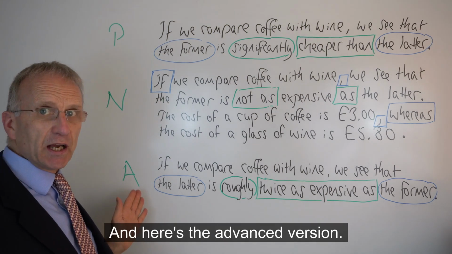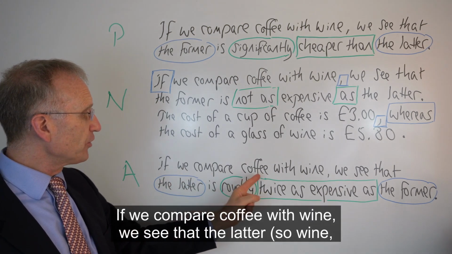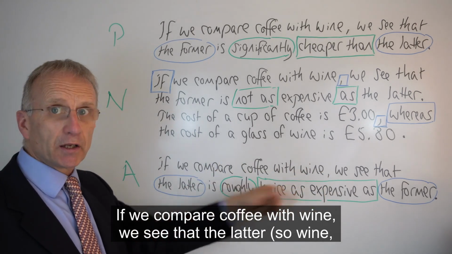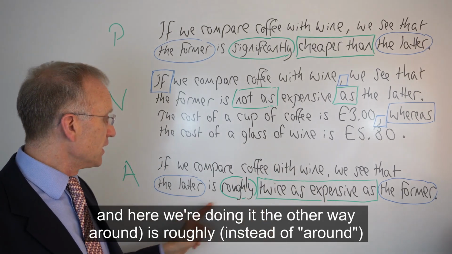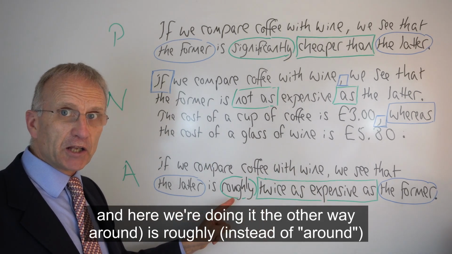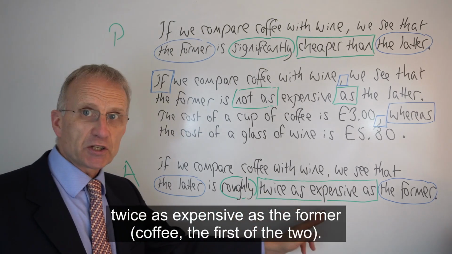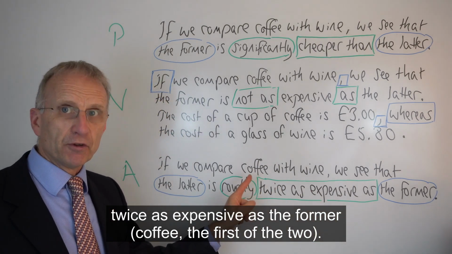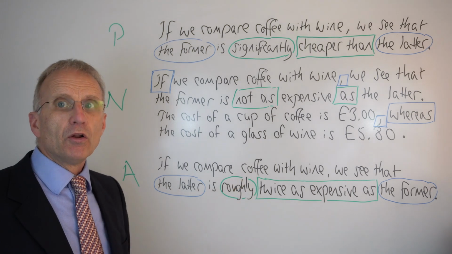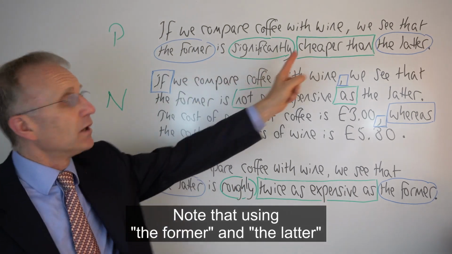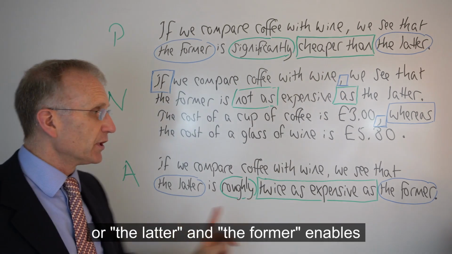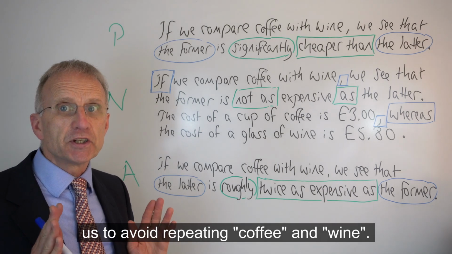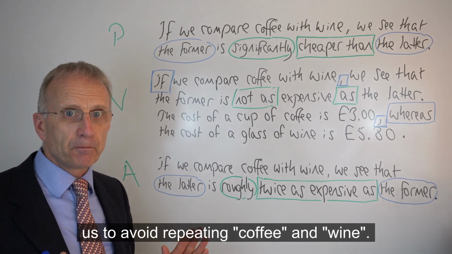And here's the advanced version. If we compare coffee with wine, we see that the latter, so wine, and here we're doing it the other way round, is roughly twice as expensive as the former, coffee, the first of the two. Note that using the former and the latter, or the latter and the former, enables us to avoid repeating coffee and wine.